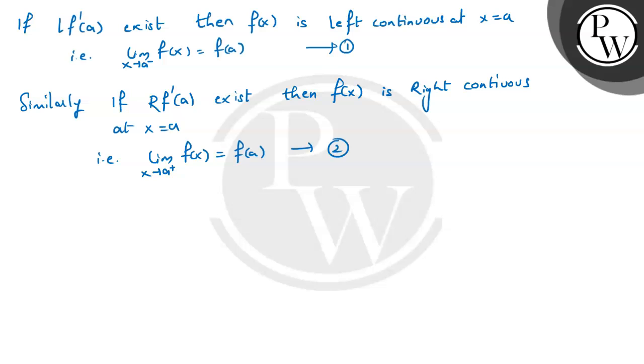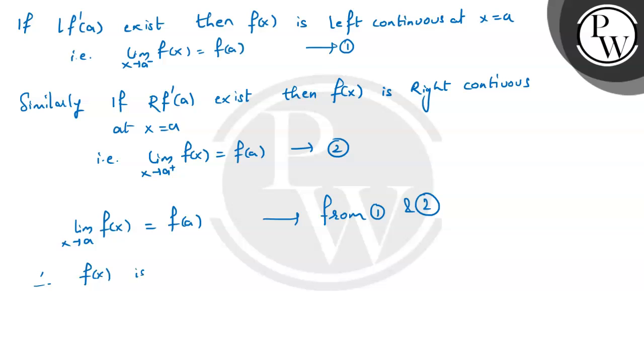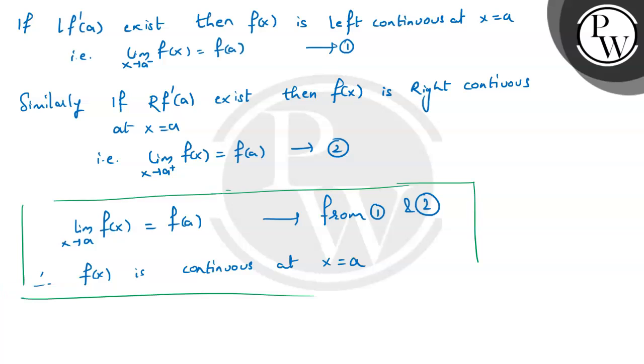So from 1 and 2 we have the limit as x tends to a of f(x) is equal to f(a). So what does this imply? That function f(x) is continuous at x equals a. Let's now talk about option D.